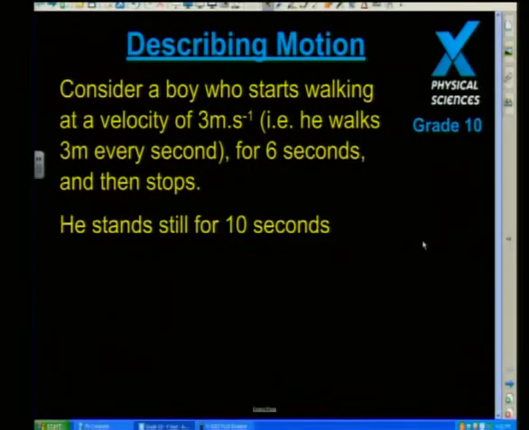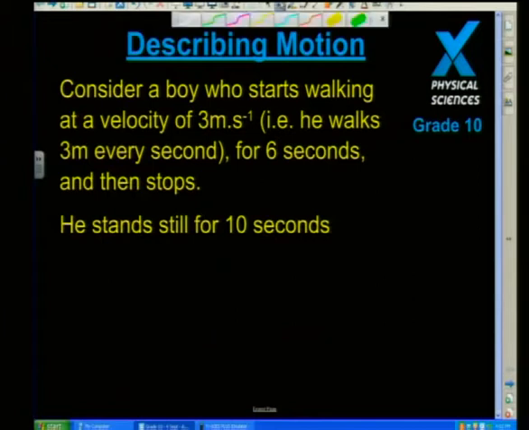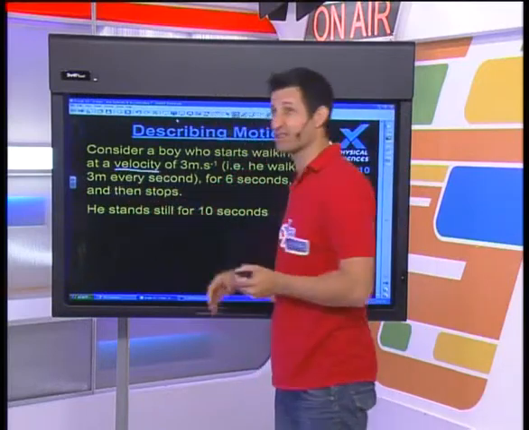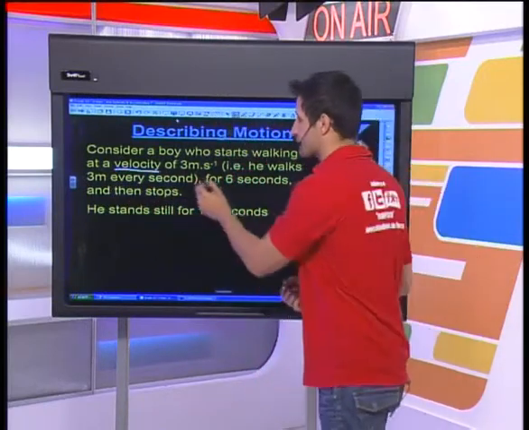Now, there's always somebody walking somewhere in one of these examples, and this is no different. So we've got a boy who starts walking at a velocity of 3 meters per second. Okay, so now we've got to highlight what we've got and how much we have of it. Remember, I was telling you right in the beginning, we've got to start paying attention to the quantity and what it is. So we know that there is a velocity of 3 meters per second.